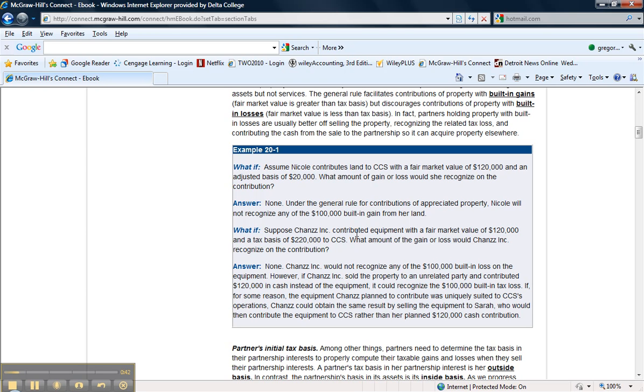Suppose that this other partner contributed equipment with a fair value of 120 and a basis of 220. What amount of gain would they recognize? None. Well, gain or loss. You can see they're in a loss position. The value of the equipment is less than the basis they had. So if they were to sell that equipment, that would be a loss, but you don't get to recognize any of that loss either.